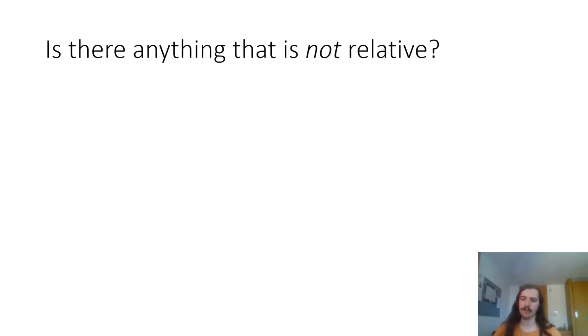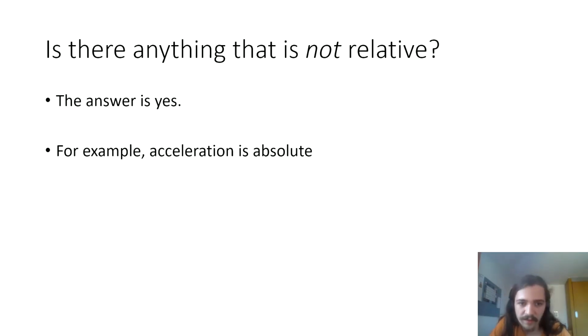And that sort of raises the question, we've said all these things are relative, is there anything that is not relative? Well, the answer is yes, and an example of this is acceleration. Acceleration is the rate of change of velocity, and this is actually absolute. So one example of acceleration is rotation. So the number of times that you're rotating within a given period of time. So the number of rotations per second or rotations per minute is something that is absolute.